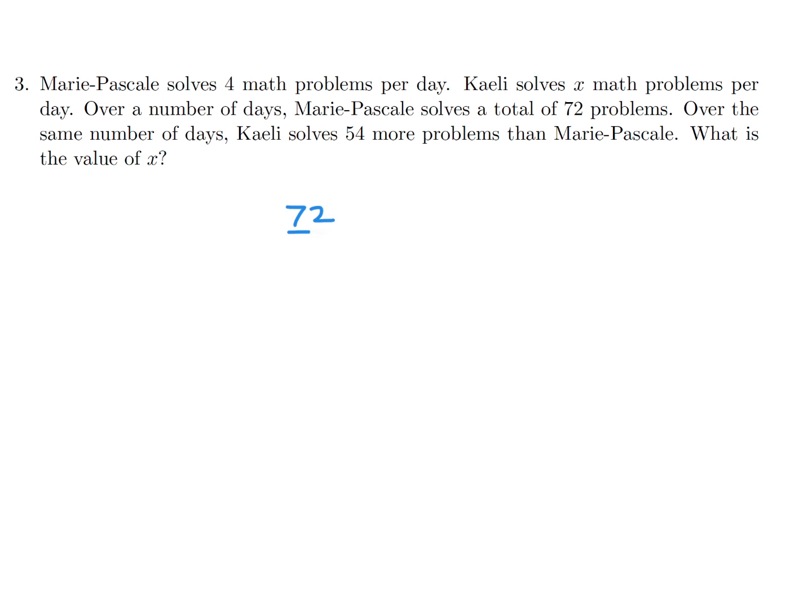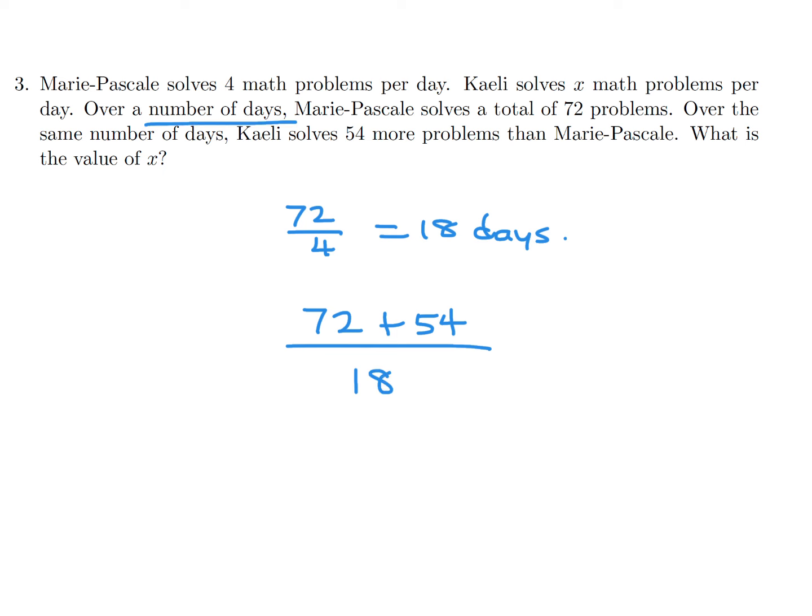So 72 over 4 is 18 days. So that's the number of days. And then for the other person, 72 plus 54 is the number of math problems, and we divide by the same number of days. I'm assuming over a number of days, the same number of days. Okay, that's why we divide by 18. So then this is 126 over 18, and that is 7. So X is equal to 7.